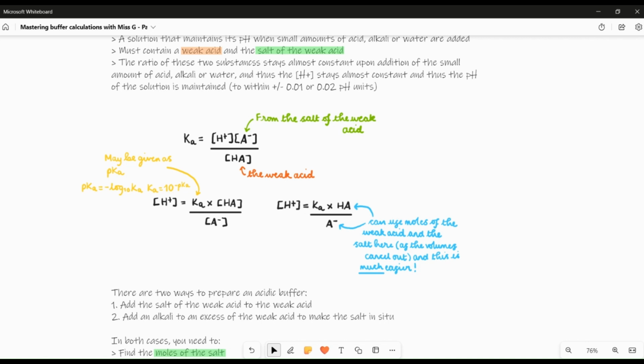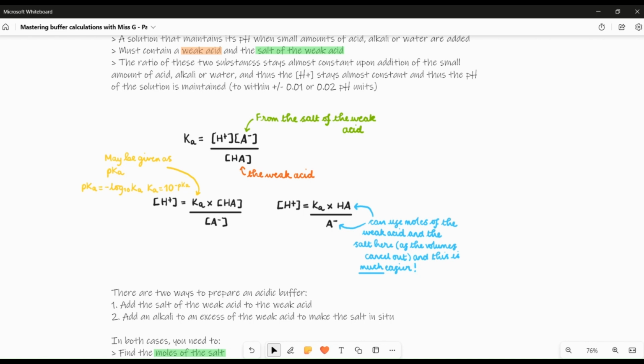Now that makes things much easier, because if we are adding the weak acid and the salt of the weak acid into a vessel together, the volume of one will then dilute the concentration of the other, and vice versa. So then we'd have to work out new concentrations of both, whereas actually we can just work out the moles of each one we have and then sub those numbers in.